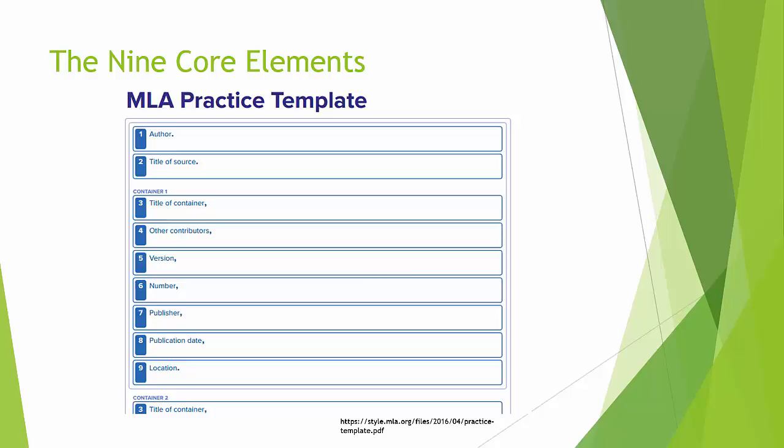Now, number 9 is location, and this might be a little confusing for some of your students, and that's because it does follow publisher, and I just said we are no longer citing the location of the city of publication. So what location really means is if you're citing an essay in a book of essays, you're going to cite the pages that the essay is on. If you're citing an article in a database, you are putting the URL where that article is located.